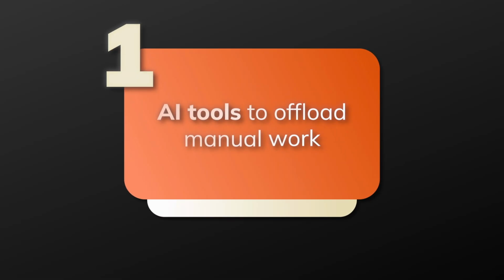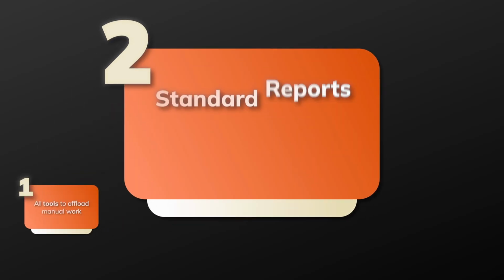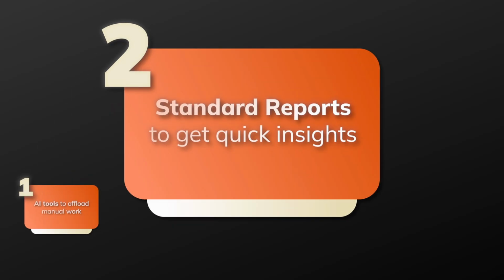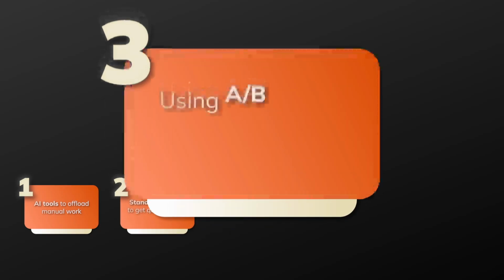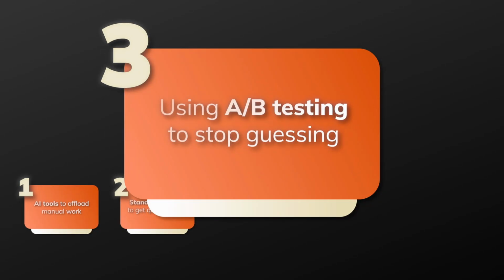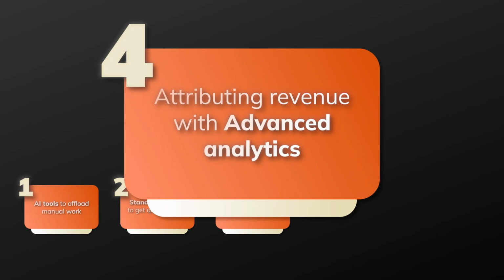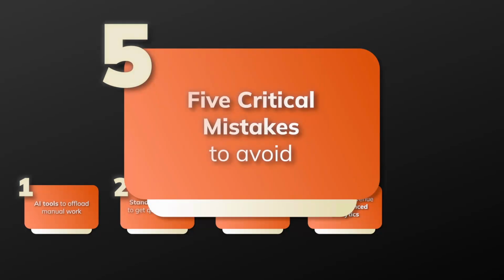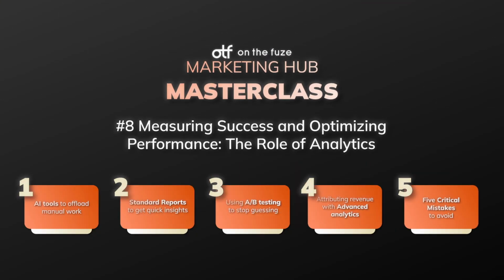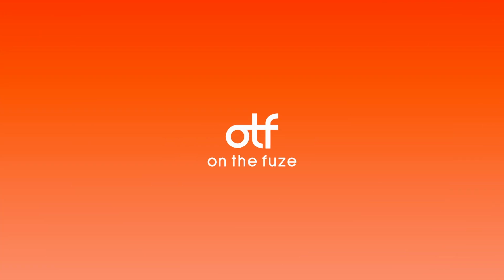In this video, we're going to be covering 5 marketing essentials: HubSpot's AI tools to offload manual work, standard reports to get quick insights without drowning in data, then using A/B testing to stop guessing and start knowing what actually works, advanced analytics that show you how to accurately attribute revenue, and finally, watch until the end for 5 critical mistakes to avoid if you want to use all of HubSpot's full marketing capabilities. And with that, let's dive in.